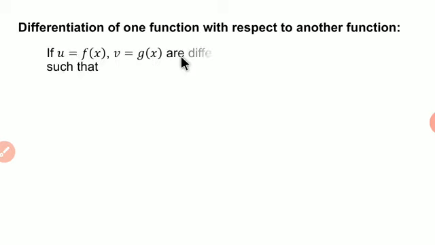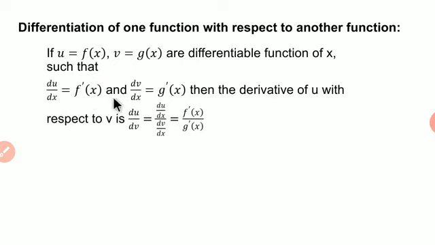Similarly, if u is some function of x, that is f of x, and v is equal to g of x, these are the two differentiable functions of x, such that du by dx is equal to f dash of x and dv by dx is equal to g dash of x. Then the derivative of u with respect to v is du by dv, and it is given by du by dx divided by dv by dx, that is, it is equal to f dash of x divided by g dash of x.